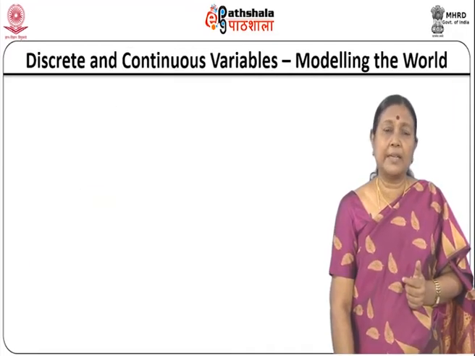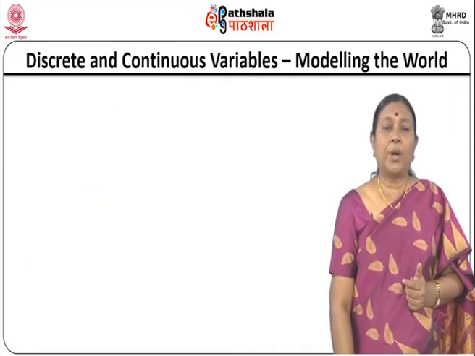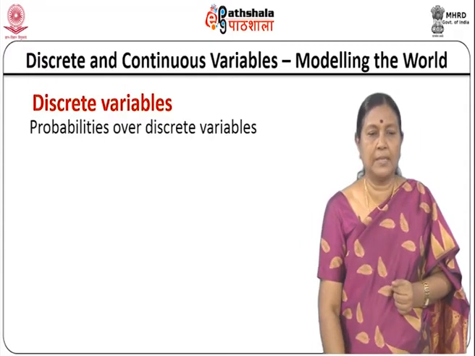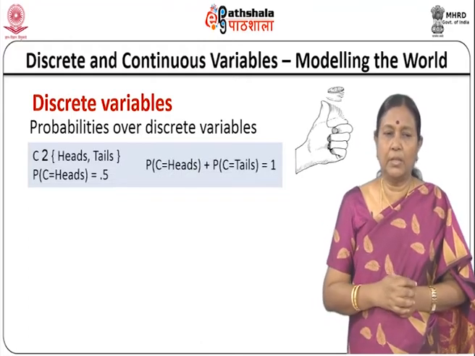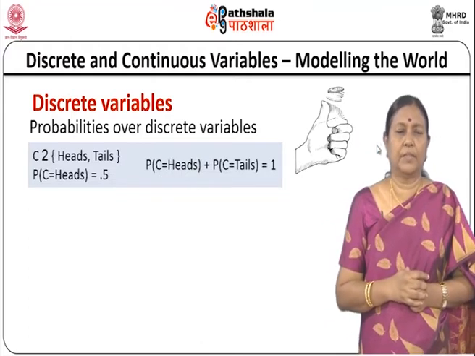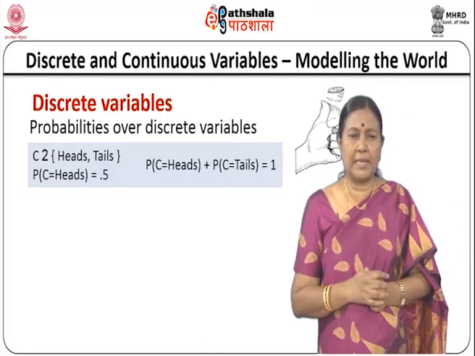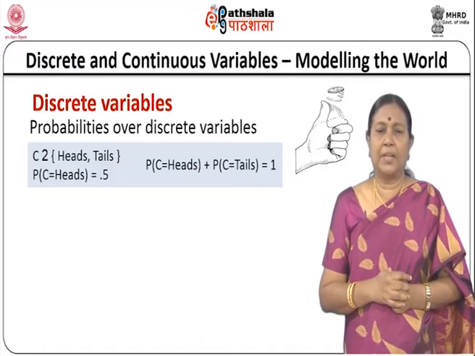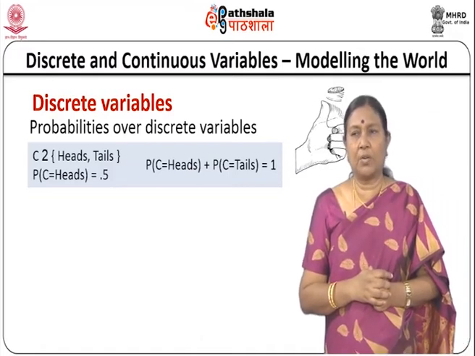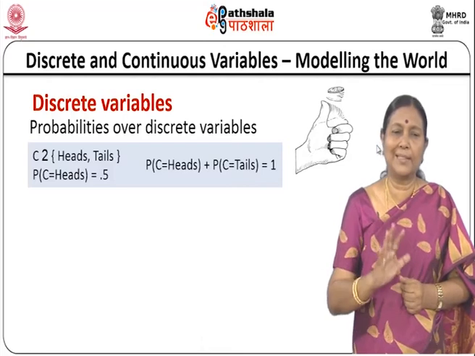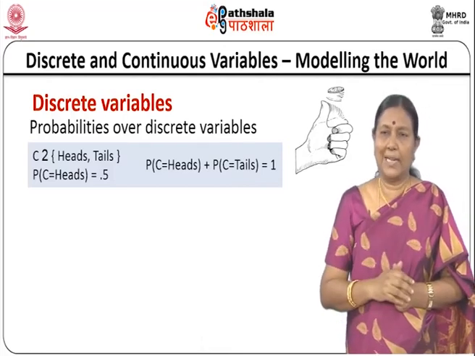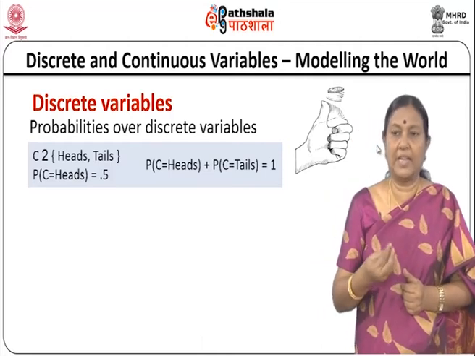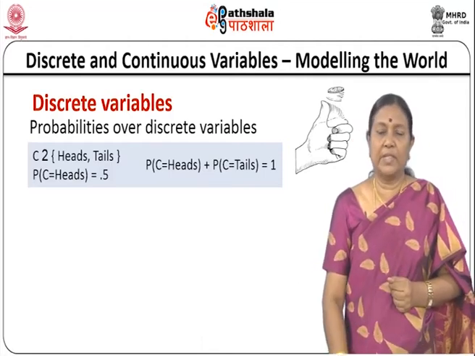So, there are discrete and continuous variables. How do we model the world? Probabilities can be over discrete variables, in which case it is just a count. So, heads and tails: P(C = heads) is 0.5, P(C = tails) is 0.5, and count of heads plus count of tails is equal to 1. So, the total probability is always 1. This is a simple coin toss example where the coin is tossed and you have heads and tails. So, this is probabilities over discrete variables.